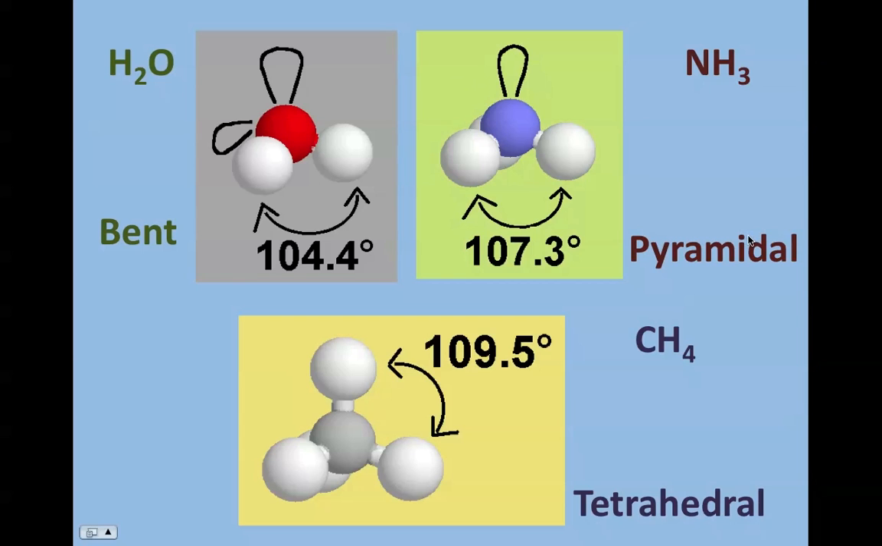NH3 being pyramidal, this creates a 107-degree angle between, in this case, the hydrogens. This is just those unshared pairs of electrons that are basically repelling and pushing those atoms down. And then finally, CH4, this is an example of tetrahedral kind of 3D structure. This has a special 109.5-degree angle between those 2 hydrogens. And again, they're arranged like this because it creates the farthest distance between the atoms in this molecule.